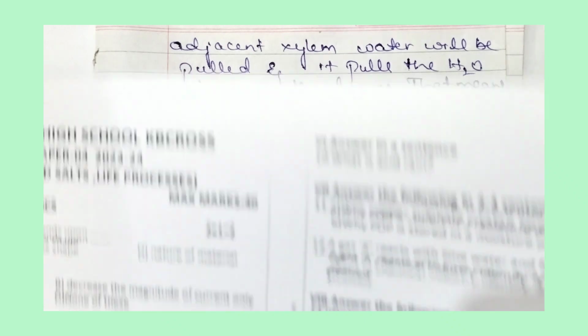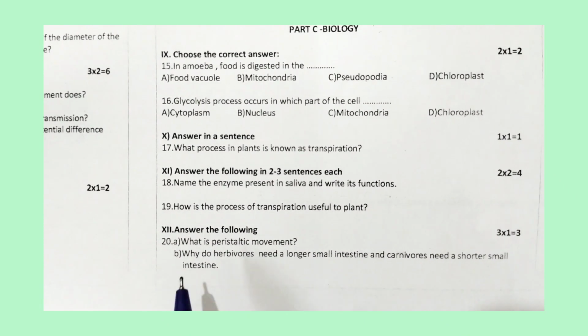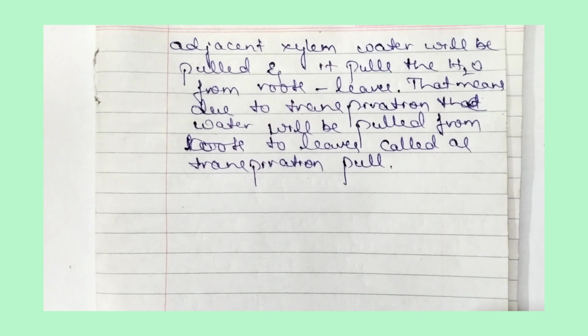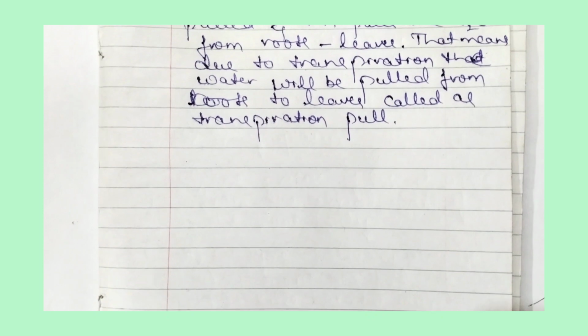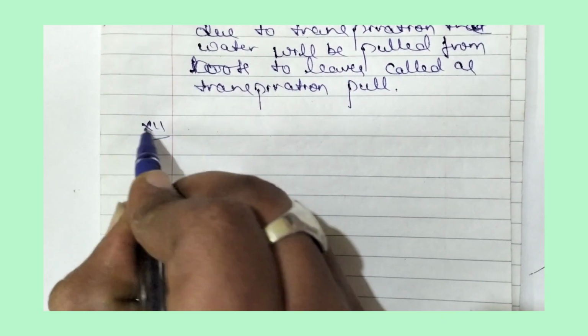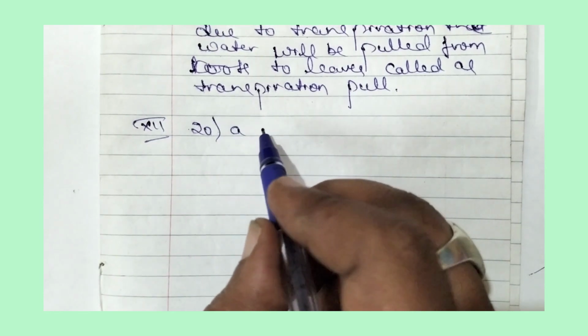Now let us move to the 20th question. So the 20th is 12th main. What is peristaltic movement? Why do herbivores need a longer small intestine and carnivores need a shorter small intestine? So first let us answer what is peristaltic movement. This is 12th main and this is the 20th question. In the 20th, let us answer the first question.